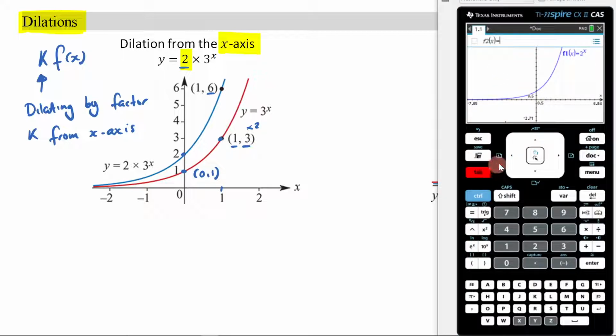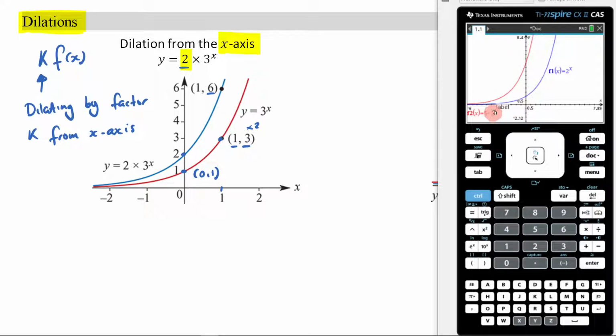Okay, let's put this onto our CAD calculator to get a look. Just go tab. So I've already got 2 to the x here. Let's go 5 times 2 to the x. Hit enter. And as you can see, the whole thing has been dilated up by a factor of 5 in this case, because our number here is 5.